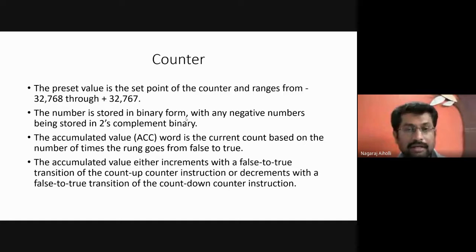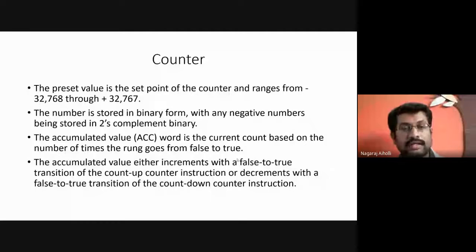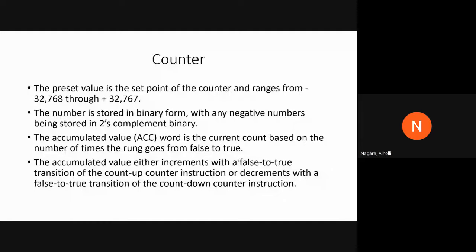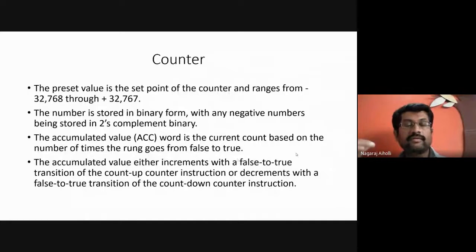The accumulated value, ACC word, is a current count based on the number of times the rung goes from false to true. The accumulated value either increments with the false to true transition of the count up counter instruction, or decrements with the false to true transition of the countdown counter instruction. If it is an up counter, the accumulated value will go on incrementing for every false to true transition of the rung. If it is a down counter, the count will go in the downward direction.